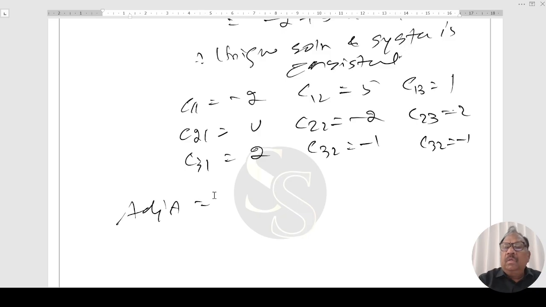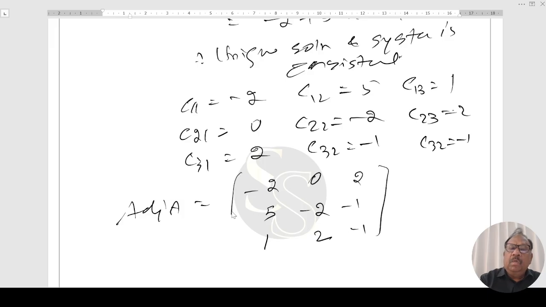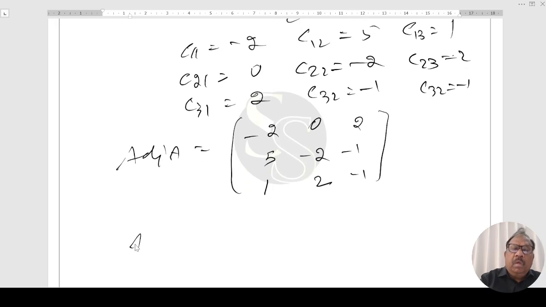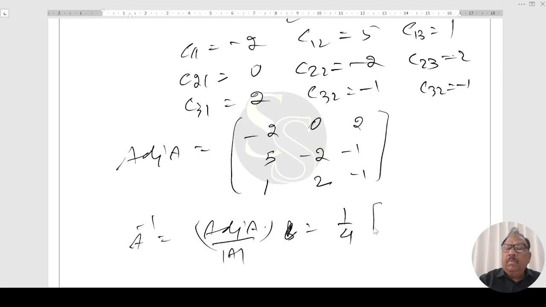So adjoint A will be the transpose of the cofactor matrix. So transposing, make rows into columns: minus 2 5 1, then 0 minus 2 2, then 2 minus 1 minus 1. Then A inverse equal to adjoint A upon determinant A, that is 1 by 4 times minus 2 0 2, 5 minus 2 minus 1, 1 2 minus 1. This is A inverse. Right?